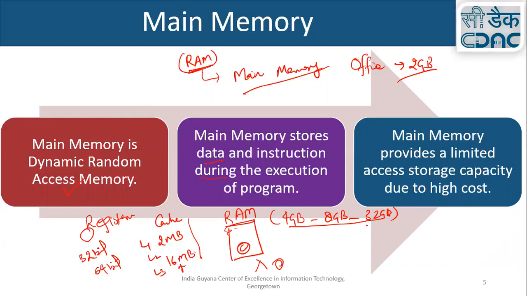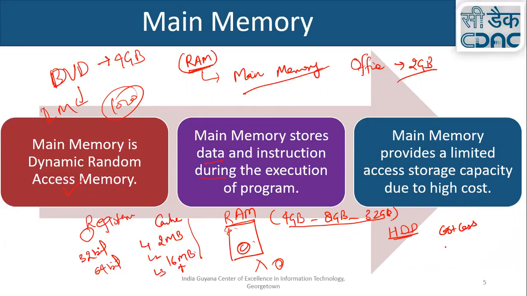Suppose you have a DVD. The size of one DVD is around 4 gigabytes. One DVD contains one or two movies. Suppose you have 100 movies. You can't store these things in RAM. You have a hard disk, because a hard disk is cheaper, its cost is less, and it provides you larger storage capacity.